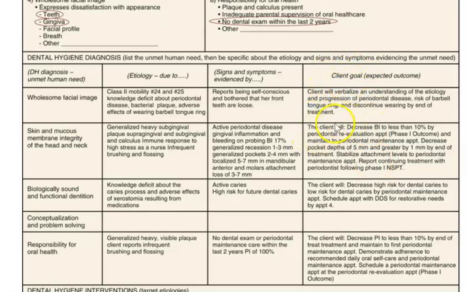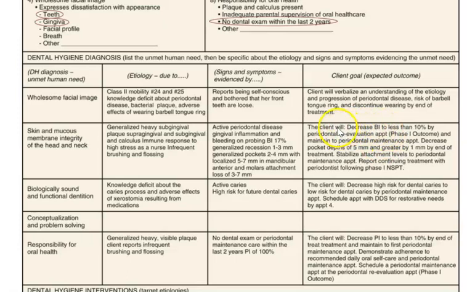First one is the client, the subject. So the client will, what will the client do? The next thing is the verb, decrease BI. So we want them to decrease their bleeding index. We want them to decrease the pocket depth. We want them to stabilize the CAL. We don't want the CALs to get worse. We want them to see a periodontist. So these are things we want them to do. And then there's also the time dimension. So time dimension is by when.